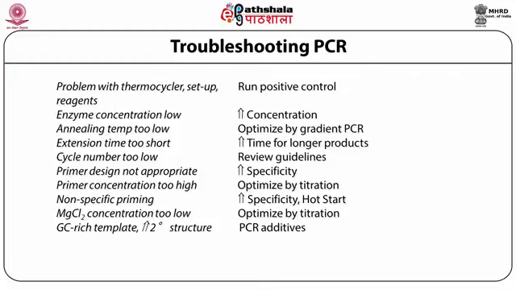To troubleshoot it, go for the positive control reaction. If the enzyme concentration is low, optimize it by the concentration. If annealing temperature is low, again optimize it by the gradient PCR. If cycle number is low, then again you should manipulate the cycle number. If primer concentration is high, go with the titration experiment. So before doing any PCR experiment, you must go for a pilot PCR, in which you can at least get a clear view of what kind of modification is required in a thermocycler.